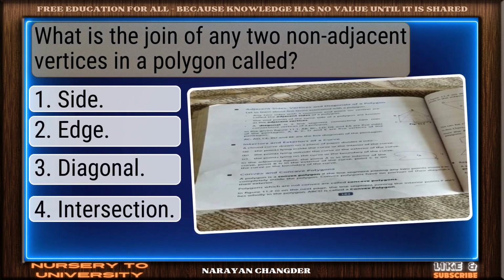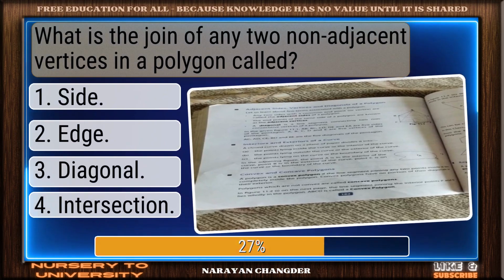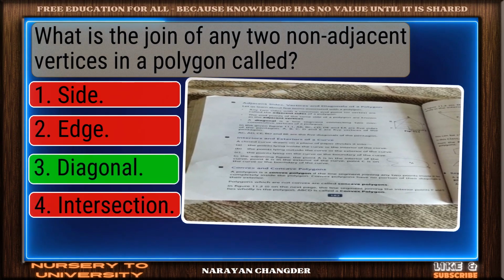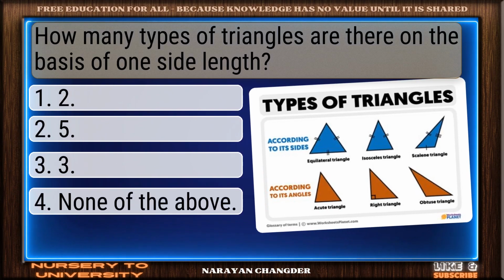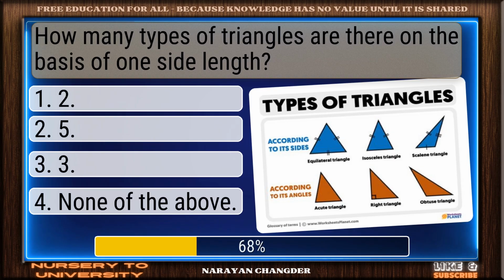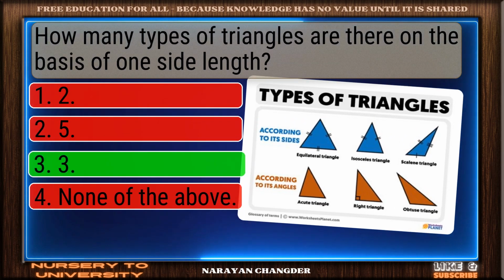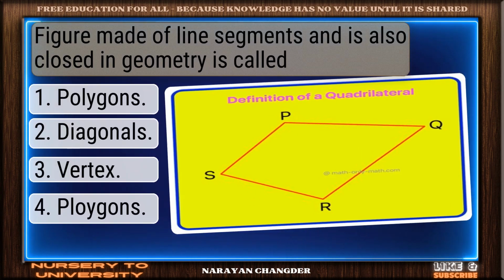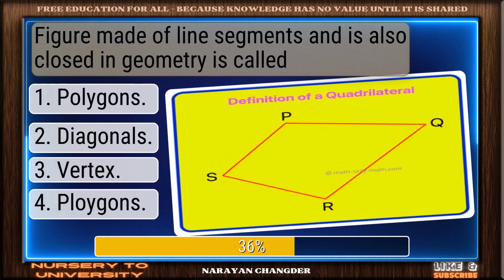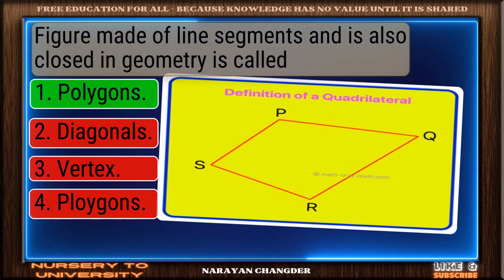What is the join of any two non-adjacent vertices in a polygon called? You got it. Your choice diagonal is right. How many types of triangles are there on the basis of one side length? Well done. 3 is the right choice. Figure made of line segments and is also closed in geometry is called. On track. Polygons is the correct answer.